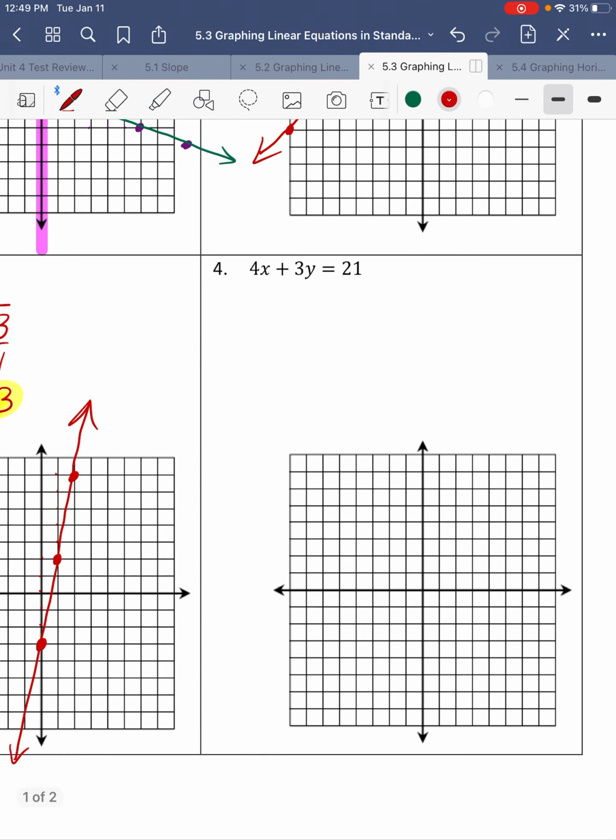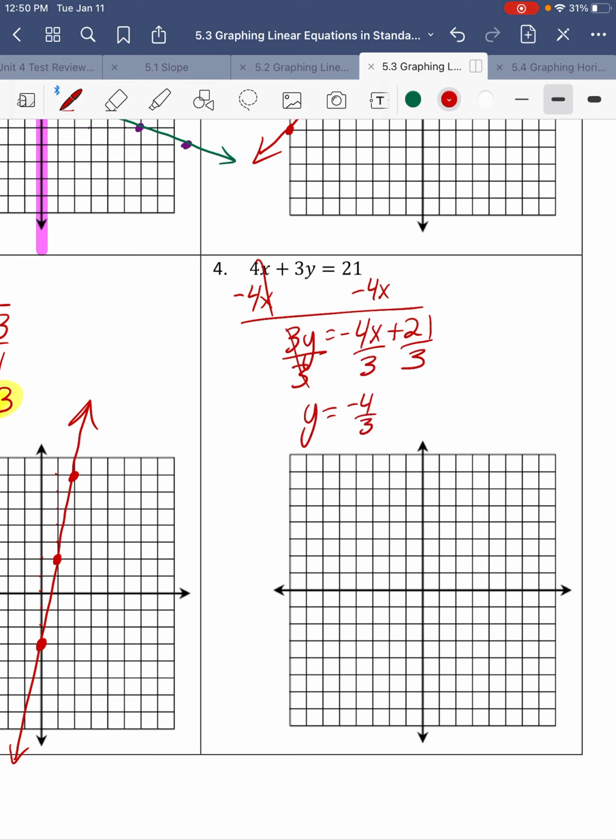All right, number 4. I'm going to subtract the 4x, the x term. It's a -4x. The 21 is positive, so plus 21. Divide by 3, divide by 3, divide by 3. Y is going to equal -4/3 x plus 7.